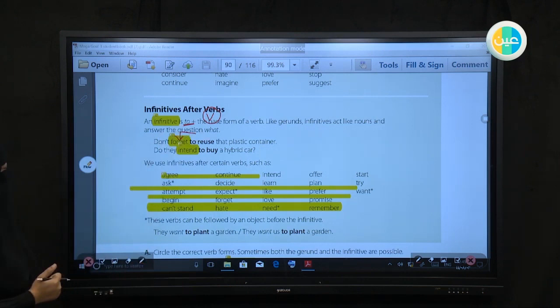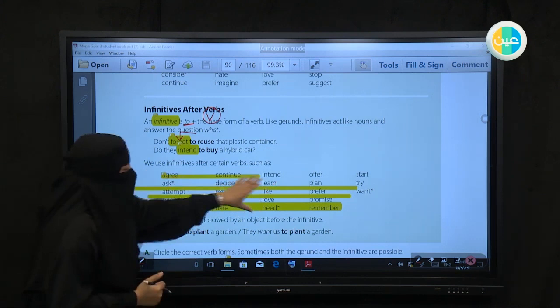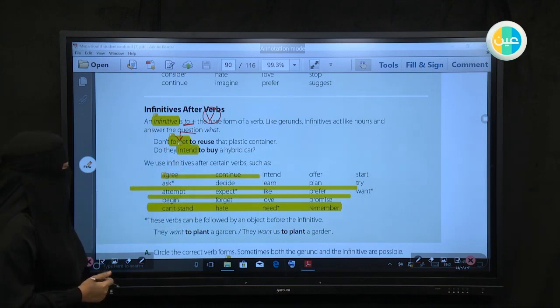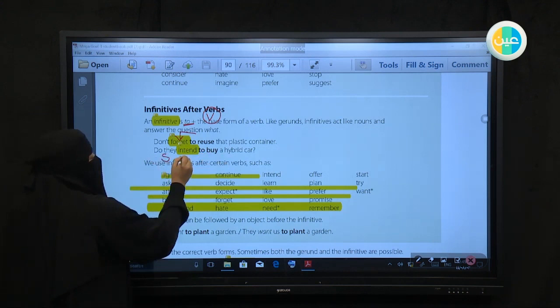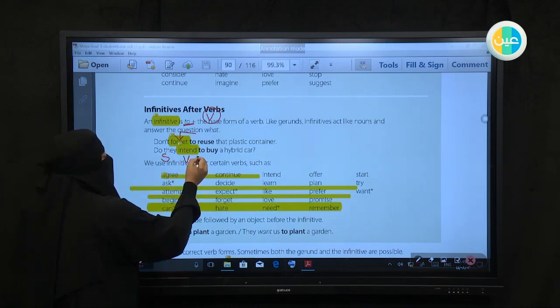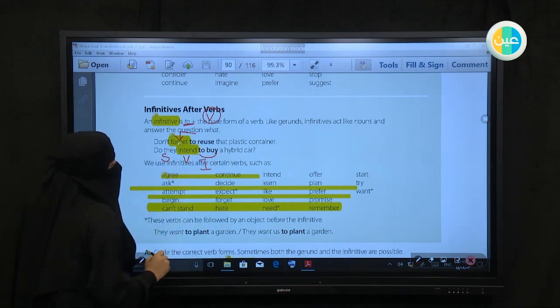طيب, let's give an example. Now you also have to keep in mind في أفعال هنا حتحفظيها زي ما حفظتيها في الجيرند. هذه الأفعال اللي يجي بعدها to والverb أو الانفينيتيف زي ما قلنا. Let's get an example. Let's see, like for example هنا. Do they intend to buy a hybrid car? Do they, this is your subject, this is your verb. هل عندهم نية, do they intend, هل عندهم الرغبة, to buy, لشراء, هذا الانفينيتيف, a hybrid car. Do they have the intention to buy it? الإجابة يا إما يس أو نو, على حسب الأشخاص هدول.